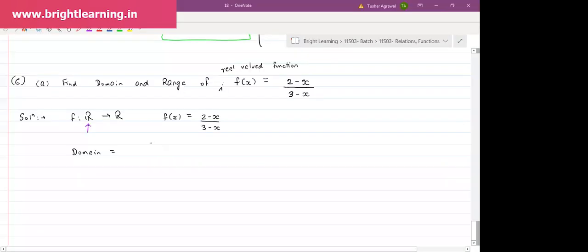Yes, the screen should be visible now. What is my first set? My first set is R, and out of this R, I will remove the set of problematic points. This f of x equal to 2 minus x upon 3 minus x is defined for each and every x except the point 3, because if x is 3, then the denominator becomes 0, and then the image of 3 is not possible. So domain is minus infinity to 3 and 3 to infinity, or you can just write R minus singleton set 3. It's one and the same thing.